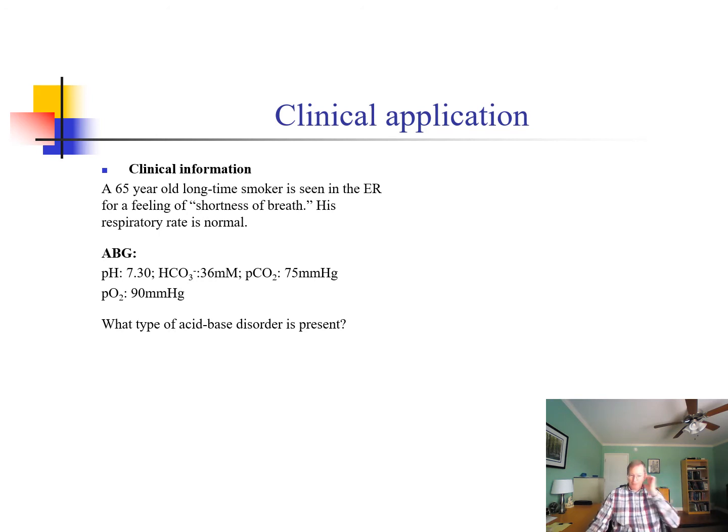Let's try another one. Let's look at a 65-year-old longtime smoker that's seen in the emergency room, feeling kind of short of breath. Respiratory rates are normal. However, you get this arterial blood gas that shows a pH of 7.30, PCO2 of 75 millimeters of mercury, bicarbonate of 36, and PO2 of 90 millimeters of mercury. In this case, what kind of acid-base disorder is present?